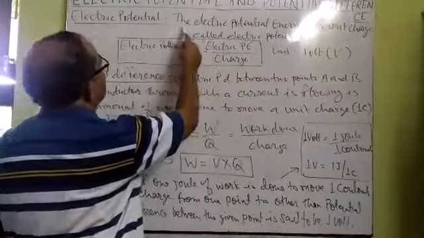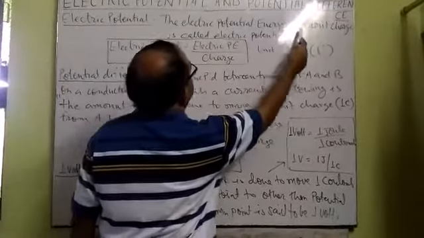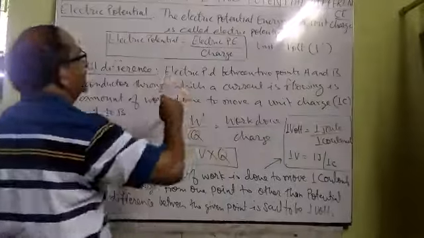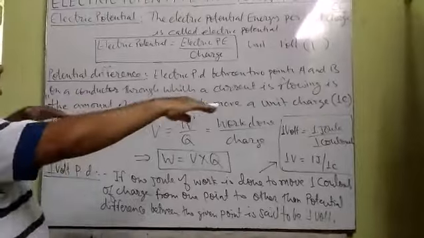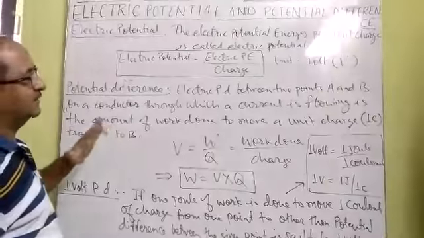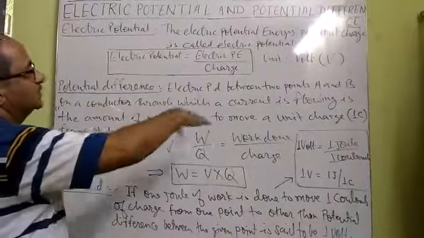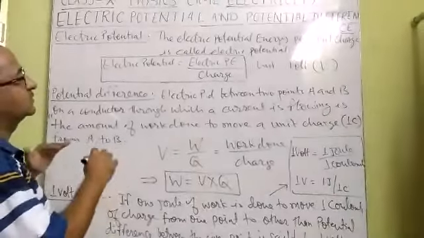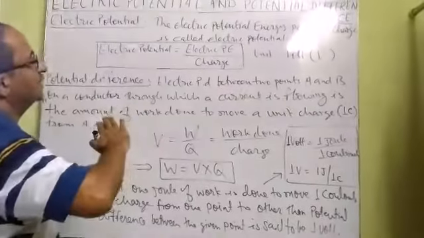This electric pressure is actually the electric potential, and the electric potential energy per unit charge is called the electric potential. We can take an analogy: when a pipe is placed horizontally and filled with water, there is no flow of water, because both ends are at the same level, meaning no pressure difference.